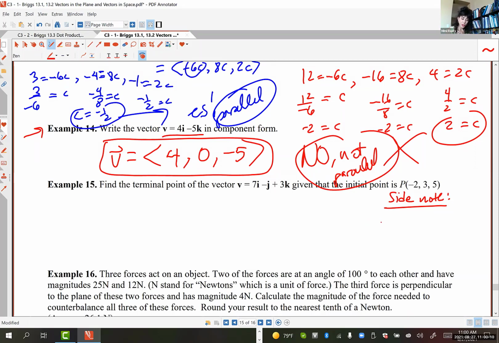What if somebody told you, okay, here's a vector in space. W is equal to, I don't know, 2I hat plus 3J hat. And then I was going to put it in component form.